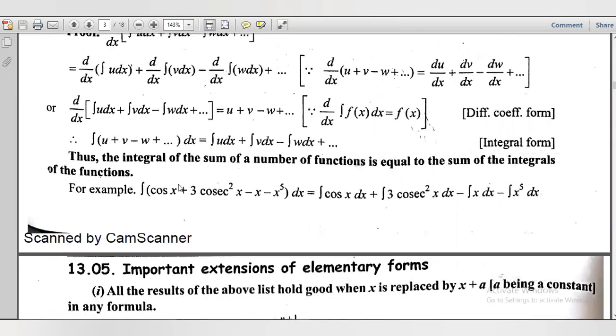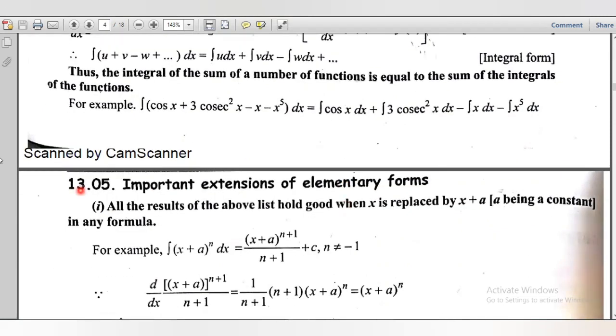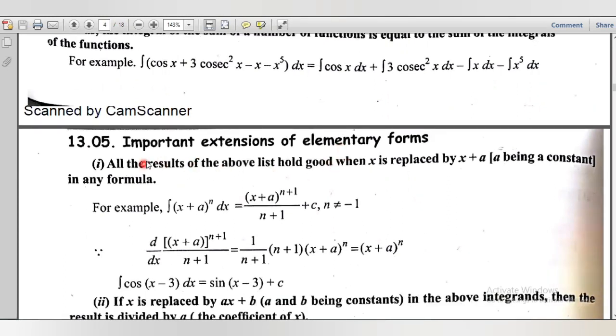See, using an example here. If you have a function in this form, you can write down separately: integral of cos x plus integral of 3 cosec x with respect to x, minus integral of x to power 5 with respect to x, this way. And now you can find out the integral of this, and this, and this, and the integral of this function you can find out, right? So I don't think you will have any problem.